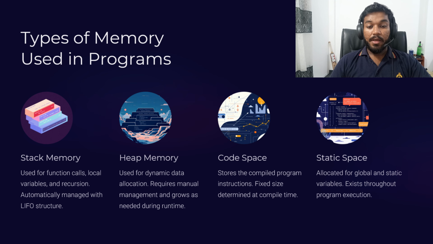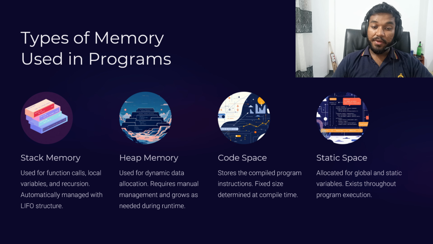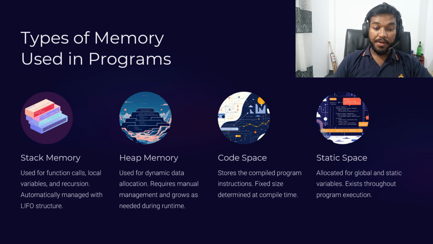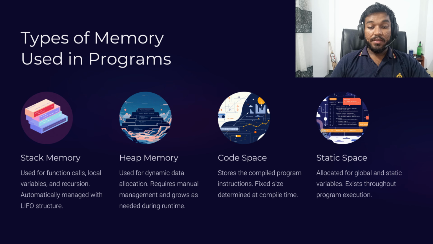Programs use different types of memory. Stack memory is used for function calls and local variables. It is also used during recursion. Heap memory is used for dynamic data like arrays, objects, and linked lists. Code space stores a program's instructions, and static space stores global and static variables. All of these contribute to space complexity.